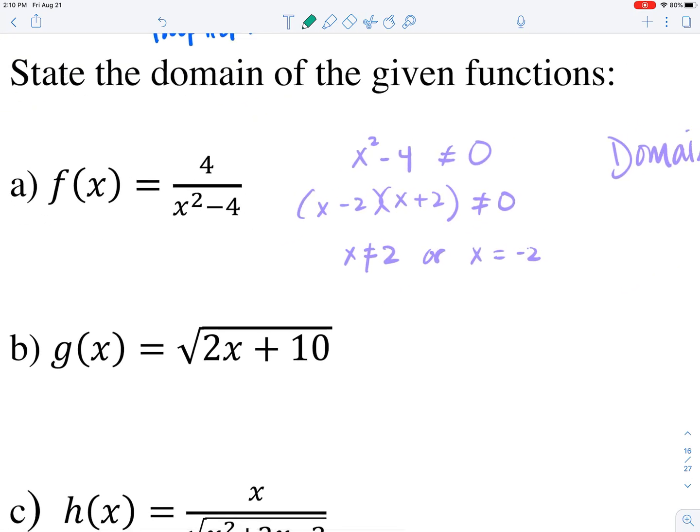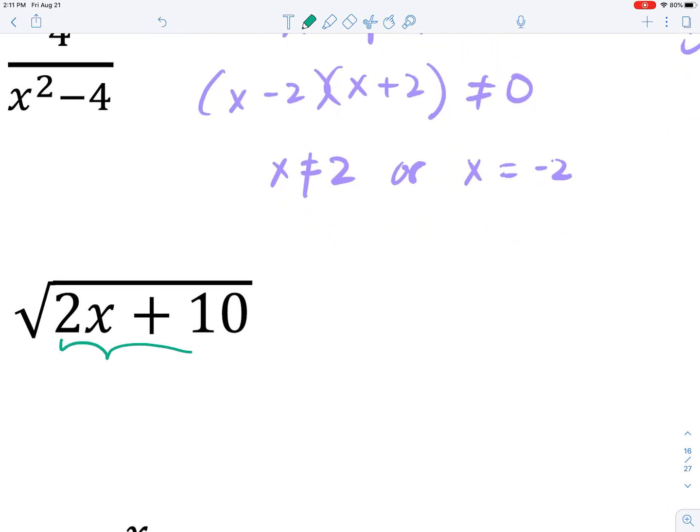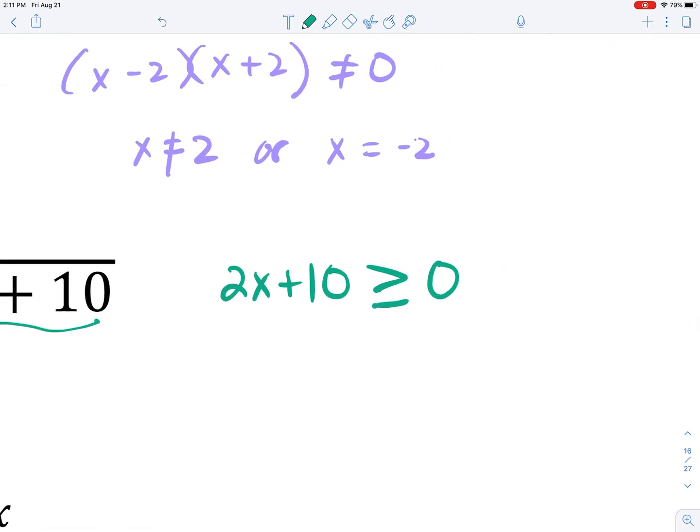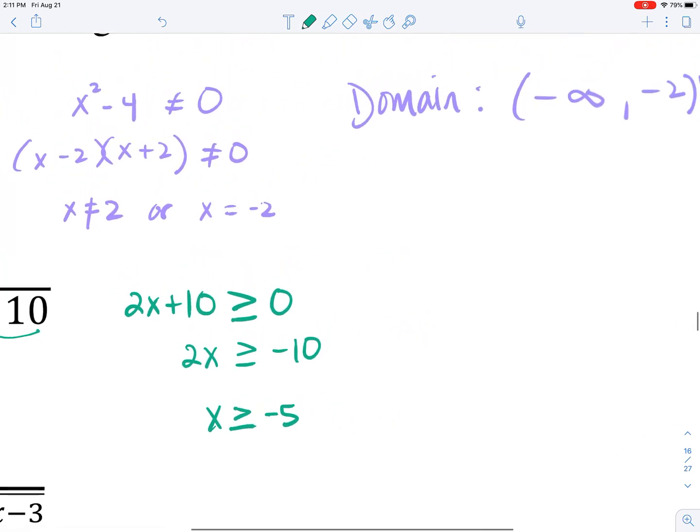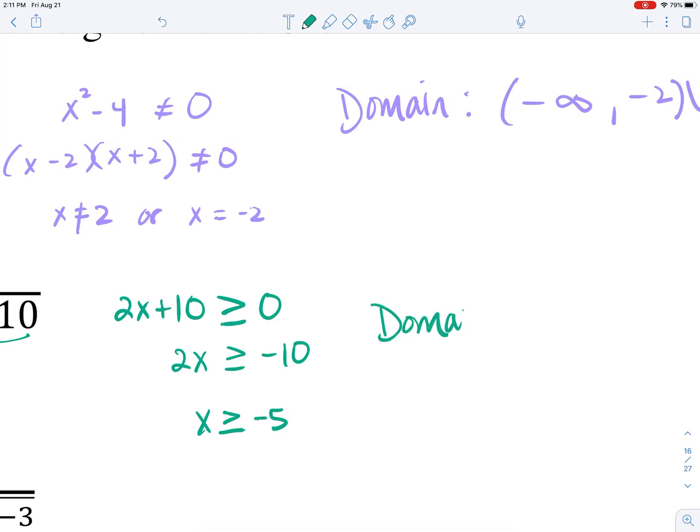Okay, for the function g of x equals the square root of 2x plus 10, we know what's underneath the square root must be greater than or equal to 0. So 2x plus 10 must be greater than or equal to 0. This is just a linear inequality, so we can subtract 10 from each side and then divide by 2. So x must be greater than or equal to negative 5.